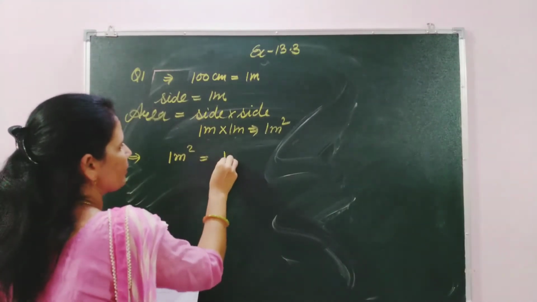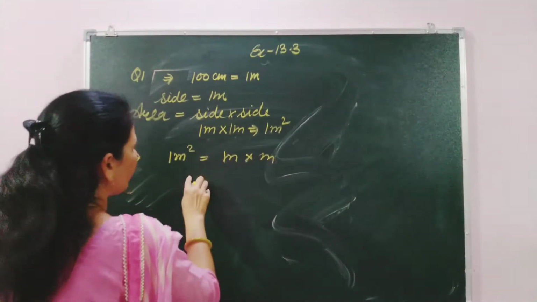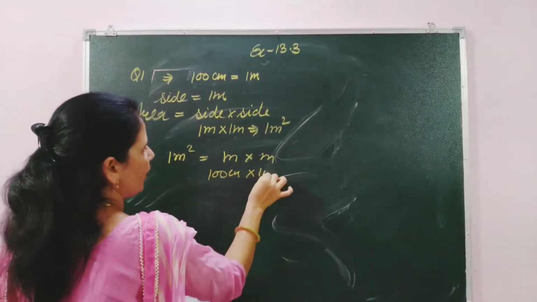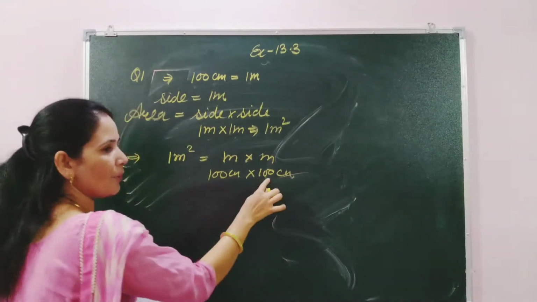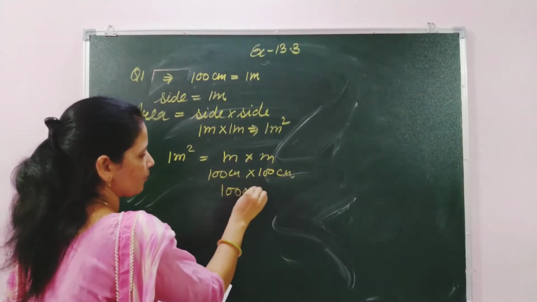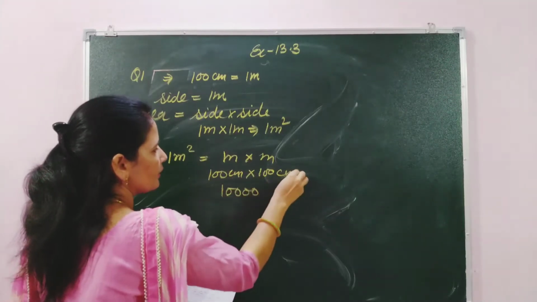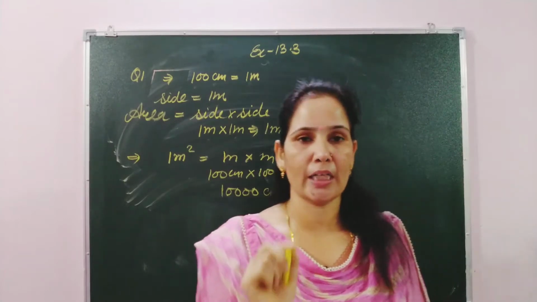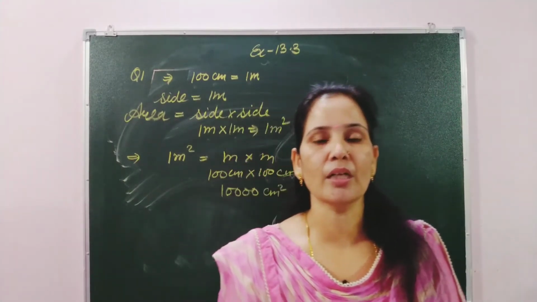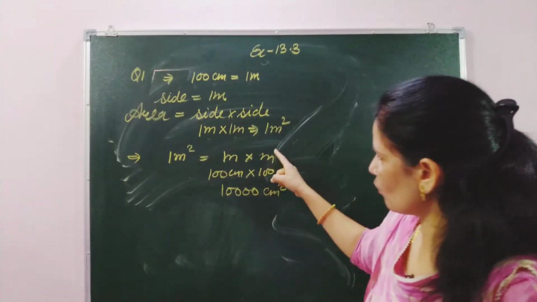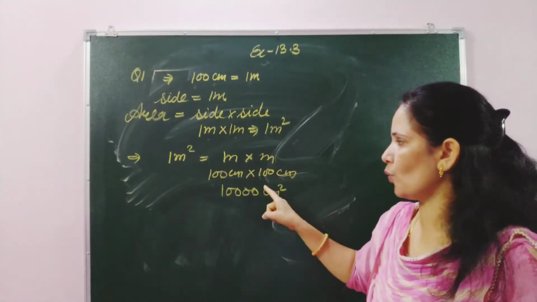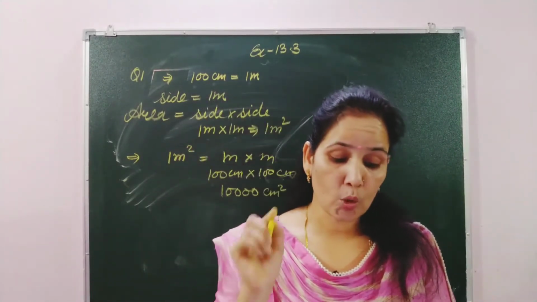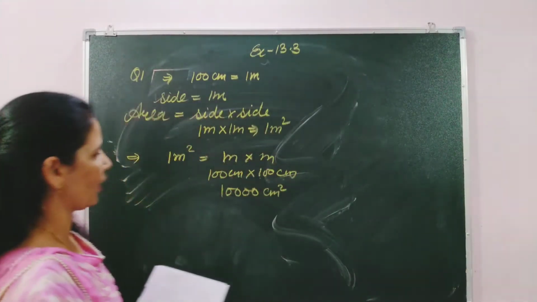1 meter square means meter multiplied by meter. Okay, 1 meter equals 100 centimeter. So 100 centimeter multiply 100 centimeter. 100 multiply with 100 means 10,000. And centimeter multiplied by centimeter means centimeter square. So students, we can say 1 meter square equals 10,000 centimeter square. And how we get this, I already explained by expanding it and showing it.